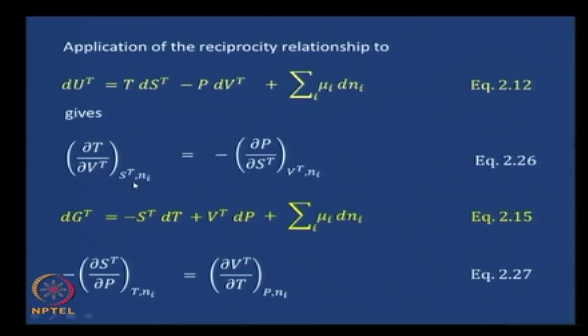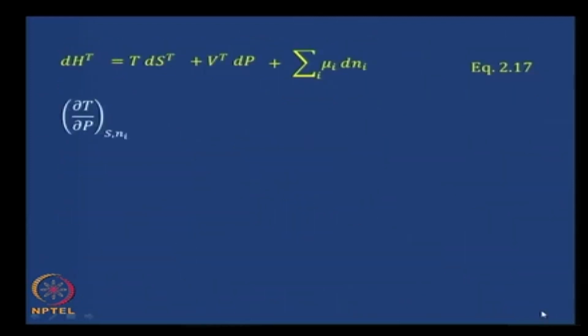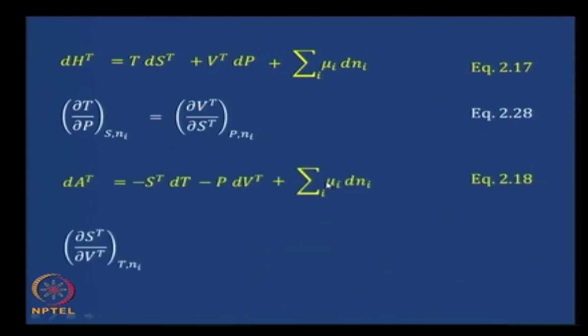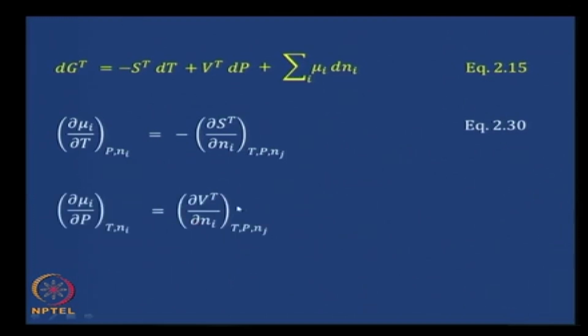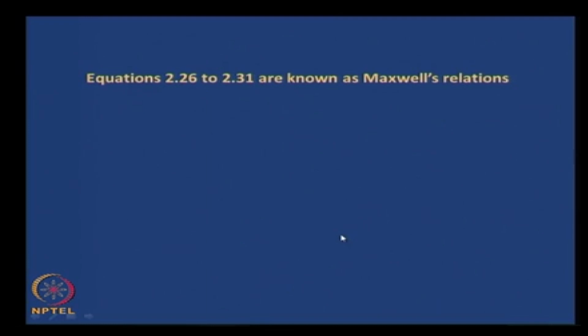226 was ∂T/∂Vt at constant St, n_i equals minus ∂P/∂St at constant Vt, n_i. 227: minus ∂St/∂P at constant T, n_i equals ∂Vt/∂T at constant P, n_i, equation 227. 228 was ∂T/∂P at constant S, n_i equals ∂Vt/∂St at constant P, n_i, and equation 229 was ∂St/∂Vt at constant T, n_i equals ∂P/∂T at constant Vt, n_i. And as we spend some extra time here, ∂mu_i/∂T at constant P, n_i equals minus ∂St/∂n_i at constant T, P and all other n_j's, and ∂mu_i/∂P at constant T, n_i equals ∂Vt/∂n_i at constant T, P and all other n_j's. So these equations are called Maxwell's relations, very useful.